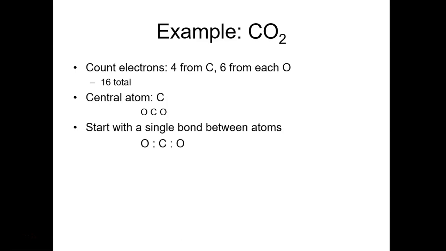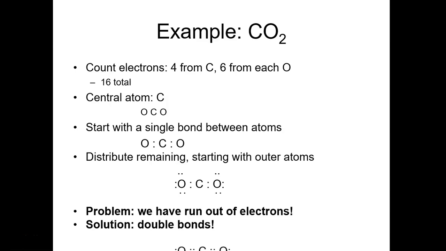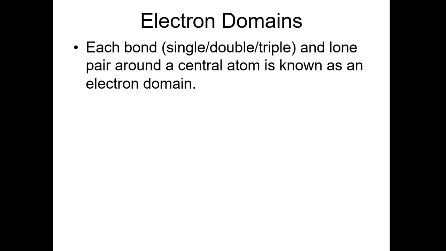That means we have 12 left. So if we distribute them to the outer atoms, once we've satisfied both oxygens, we've used all 16 electrons and we have none left. Now, there's a problem with this structure, and that is that carbon is not satisfied. So we could take 2 pairs from the outer oxygens and put them on carbon, but then the oxygens wouldn't be satisfied. So the only way to fix this problem is to use double bonds. So we'll have double bonds between carbon and each oxygen atom, and then the 2 oxygens will each have lone pairs.